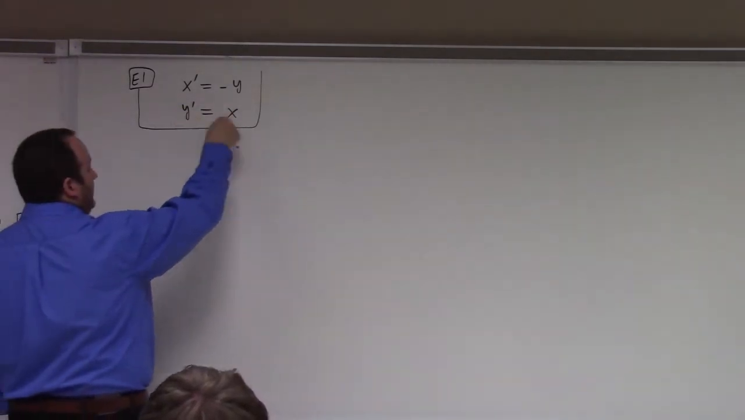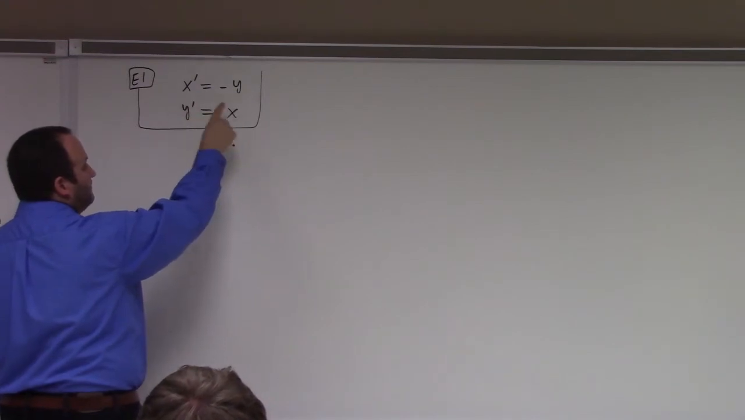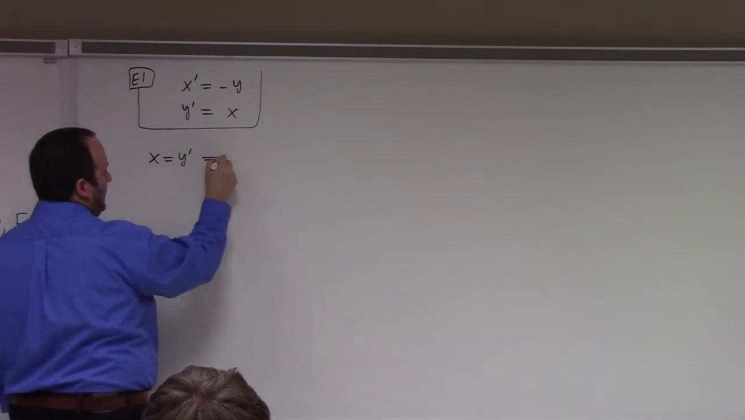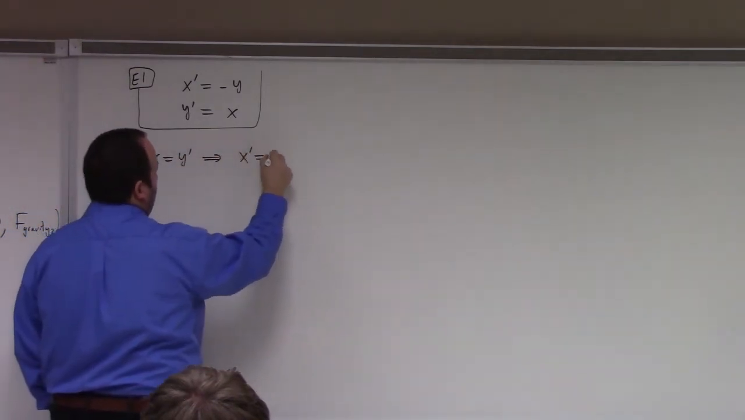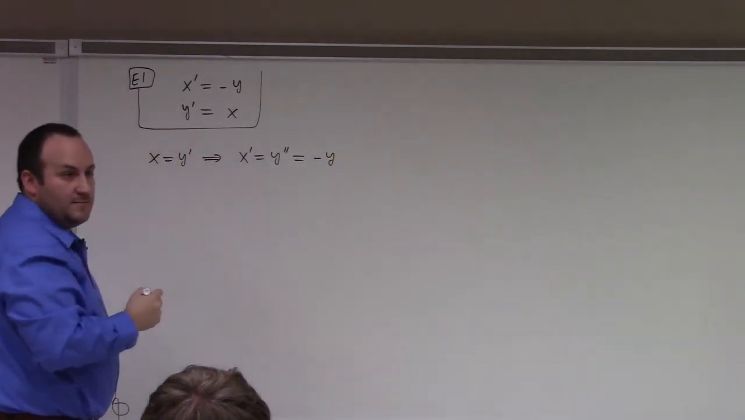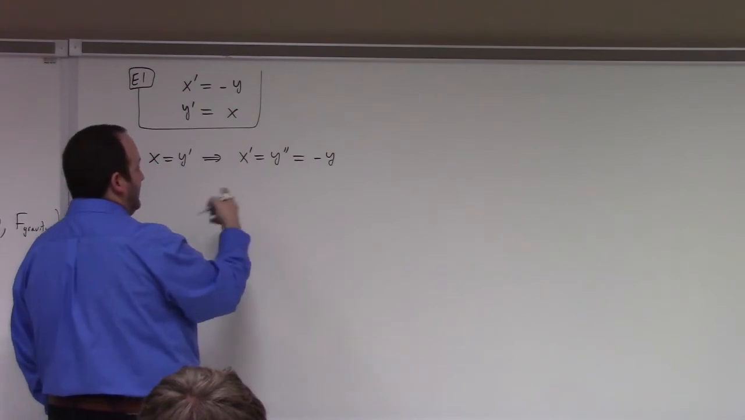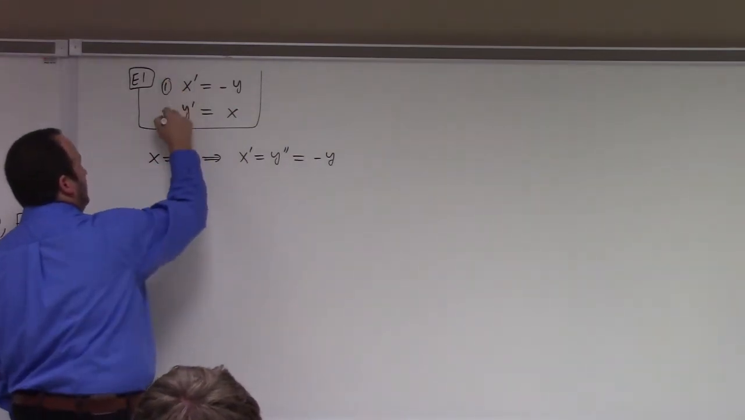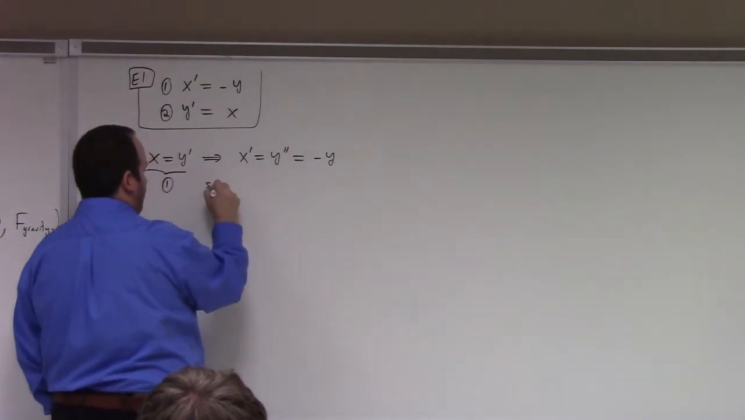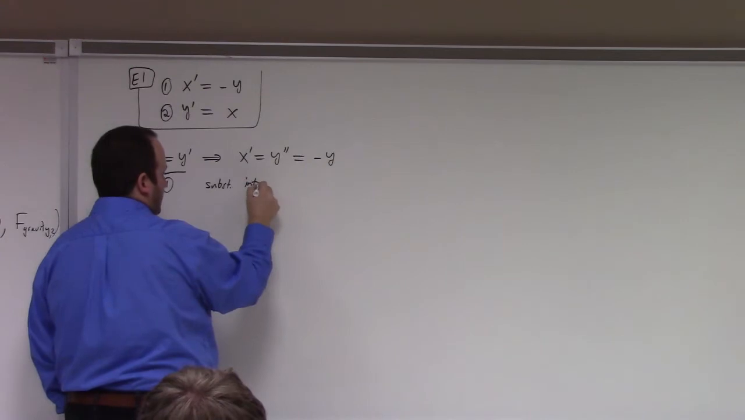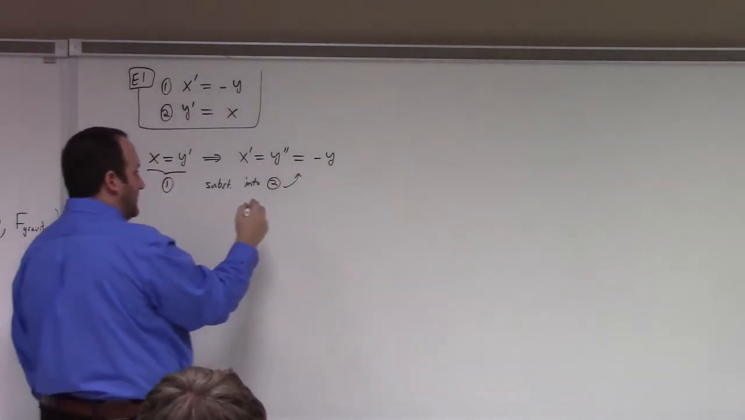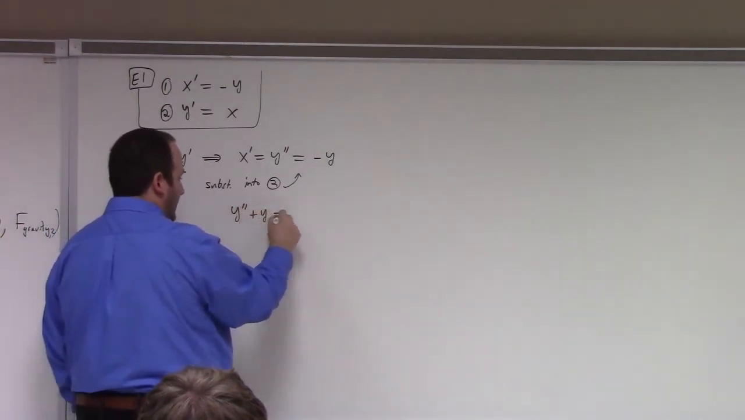Like I can get rid of x up here by saying, well, x is equal to y prime, right? So that implies that x prime is actually equal to y double prime, which is equal to minus y, right? So I'm just plugging in the second equation. Let me call this 1. Let me call this 2. So what I did was I took 1 and I substituted it into 2, essentially, to get this. And that is something we already know how to solve, right? We got y double prime plus y equals 0.